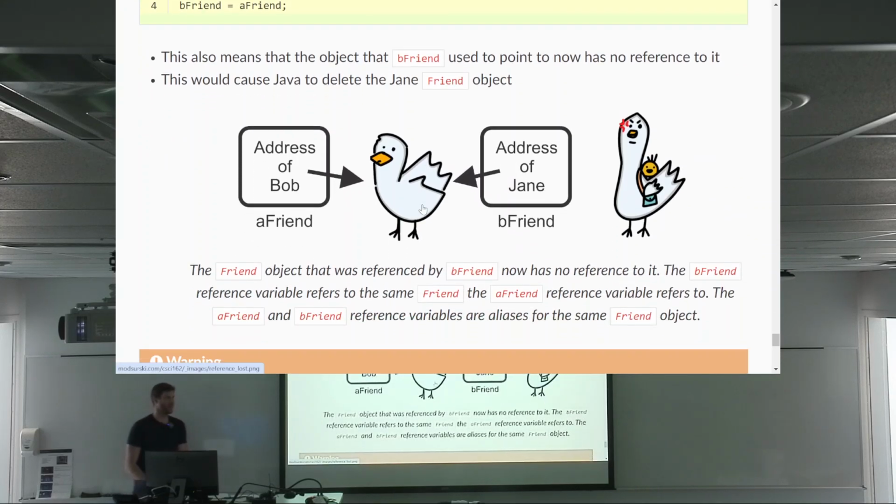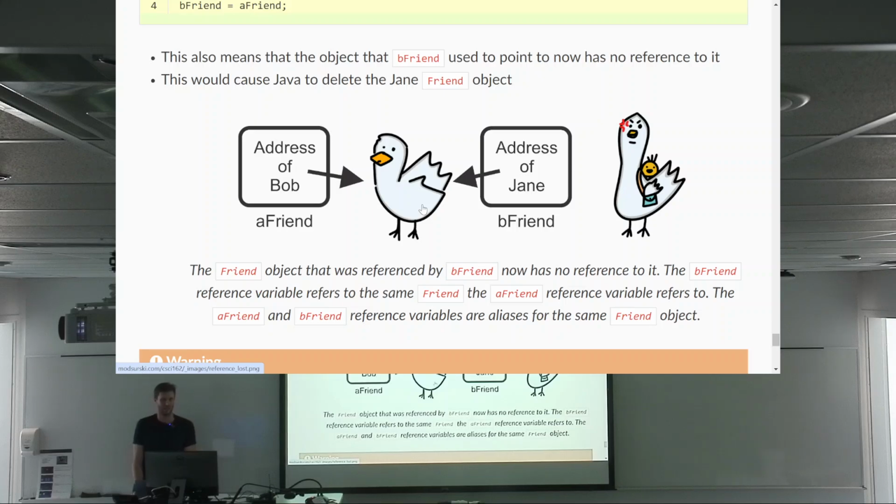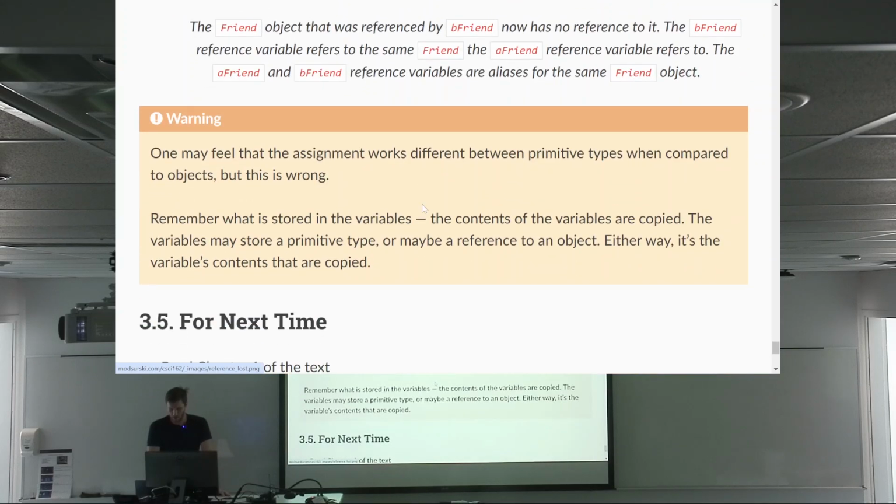This does also mean, though, that, judging from this image, nothing references the friend that bFriend referenced. So this is where Java would go, oh, okay, so this object can get deleted. Okay? That's why it's so angry. Right? It can get deleted because, well, nothing references it anymore, as far as I can tell from this image.